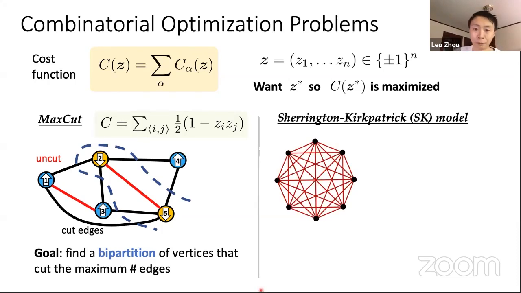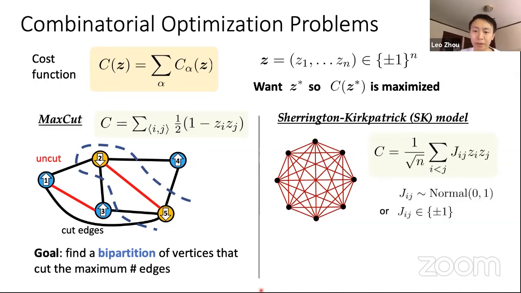Another problem, which will be the main focus of the talk today, is the Sherrington-Kirkpatrick model. This is the problem where the cost function is understood as the energy maximization of n spins, which are all-to-all connected. The interactions between spins are these J_ij variables, which can be, say, drawn from the standard normal distribution, or you can also choose them uniformly from plus or minus 1. In fact, any reasonable distribution with mean 0 and variance 1 describes the same model.